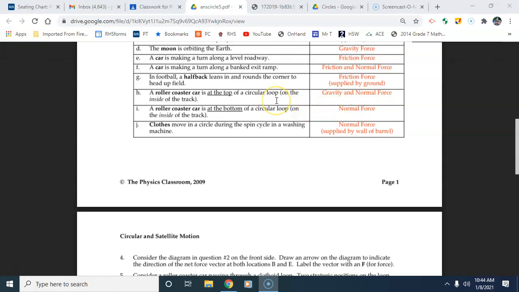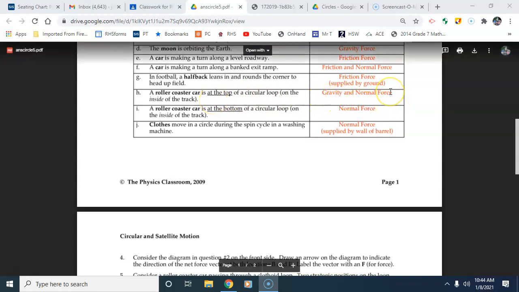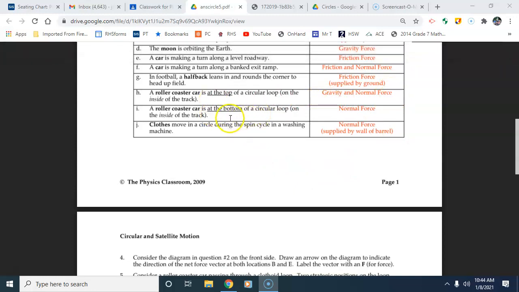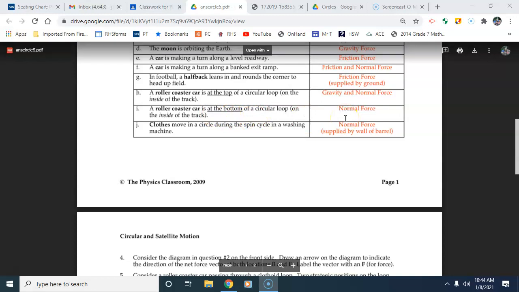But also, and I'm going to talk about this more next week, if it's at the top, gravity is interacting with you as well. The main one's normal force, though. If you're at the bottom of the track, it's not that gravity's not there, but it's totally just normal force helping you around the track.